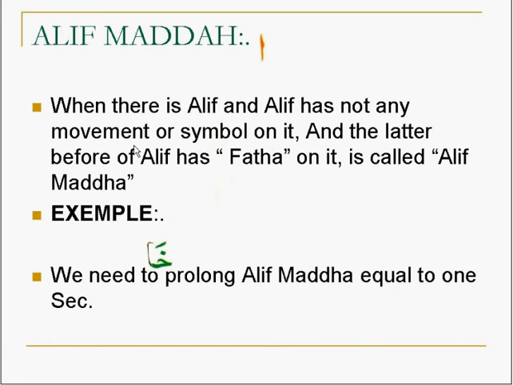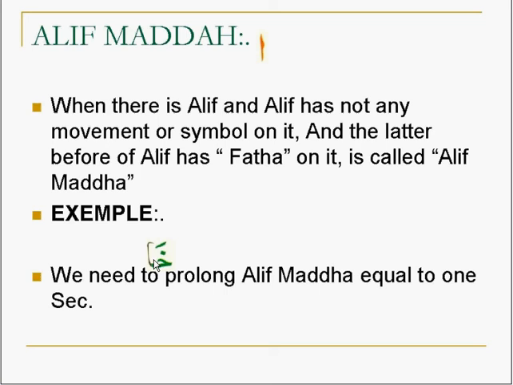Alif madda. The definition is: when there is alif and alif has no movement or symbol upon it, and the letter before alif has fatha on it, it is called alif madda. As I read here, in the example there is an alif after the ha, and alif does not have any movement upon it, but the letter before alif has fatha on it, so it will be alif madda. This is the condition of alif madda.